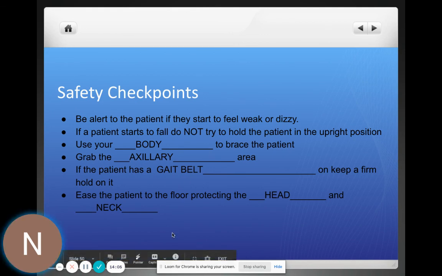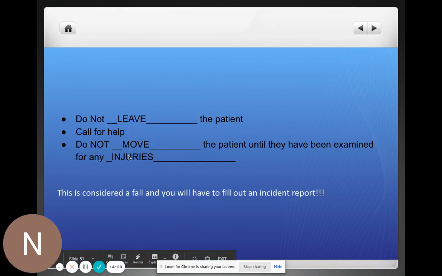So when we talk about safety checkpoints, be alert to the patient if they start to feel weak or dizzy. If a patient starts to fall, do not try to hold the patient up. Brace them. Use your body to brace the patient down. Grab the axillary area. If the patient has a gait belt on, keep a firm hold on it, obviously. Ease the patient to the floor, protecting their head and their neck. Do not leave the patient. Call for help. And do not move the patient until they have been examined for any injuries. Again, even if you lower the patient to the floor, it is considered a fall, and you have to fill out an incident report.